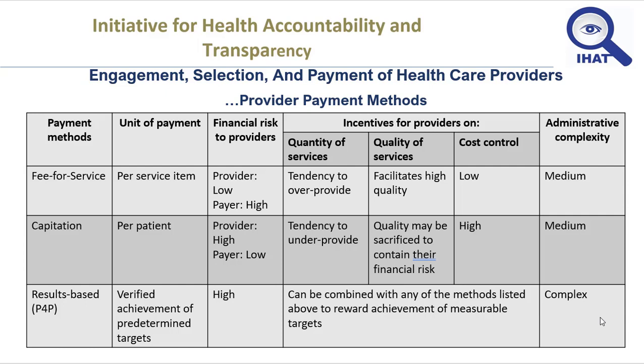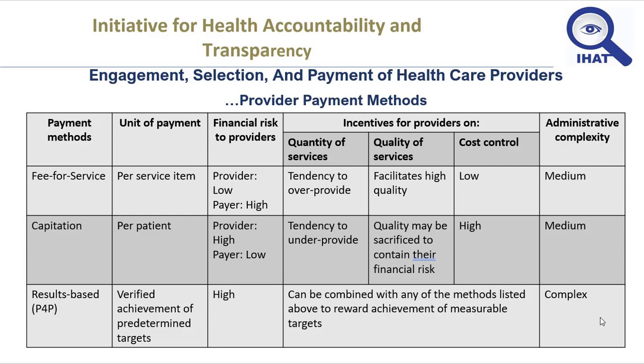Capitation payment is another method. The unit of payment is per patient. This mode of payment is paid per head. The financial risk to providers is very high, while the risk to the payer is low. The providers tend to under-provide because they know the services they are rendering are not going to be billed individually. The payment is being made for the patient as a whole, so they tend to under-provide services.